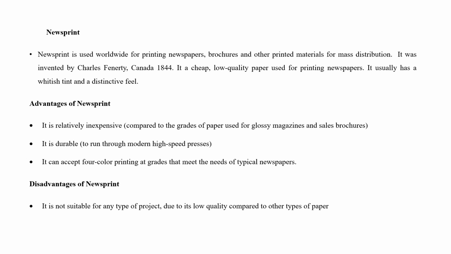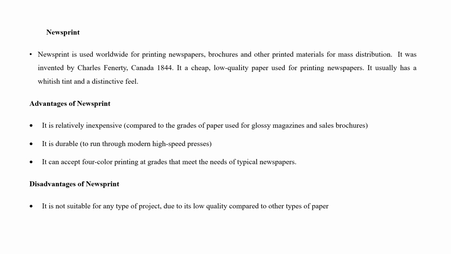Newsprint is used worldwide for printing newspapers, brochures, and other printed materials for mass dissemination and distribution. It was invented by Charles Fenerty in Canada in 1844. It is a cheap, low quality paper used for printing newspapers. It usually has a whitish tint and a distinctive feel. There are some advantages and some disadvantages of newsprint.